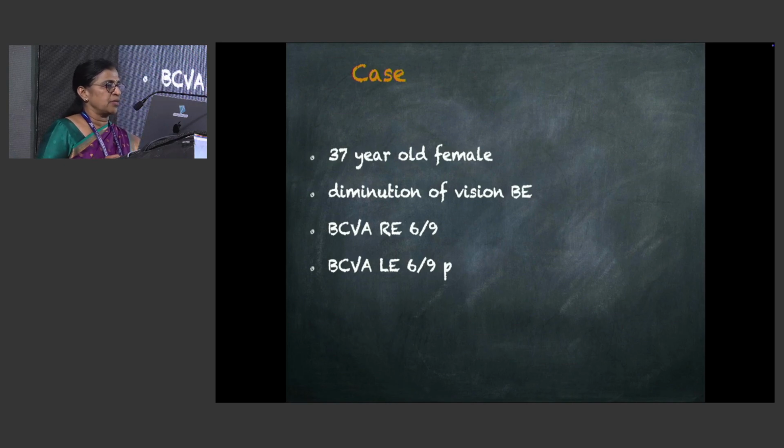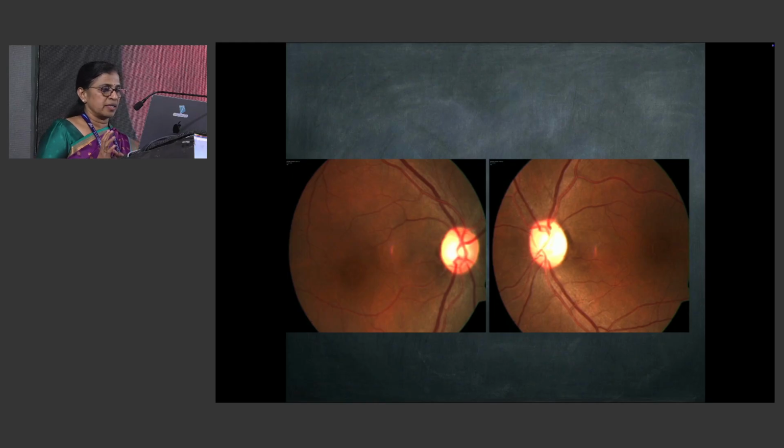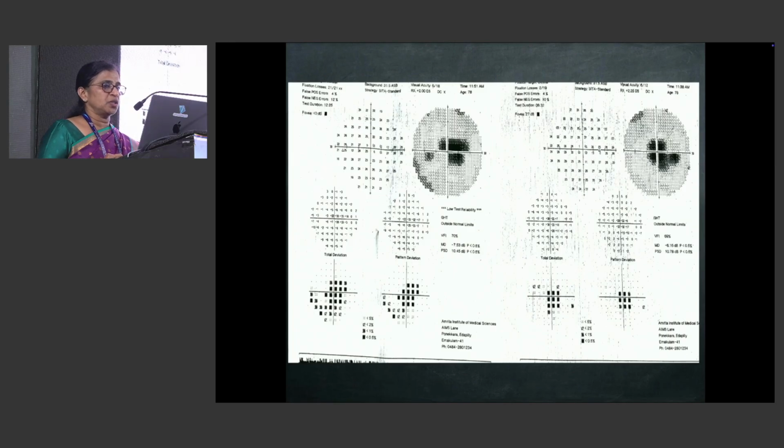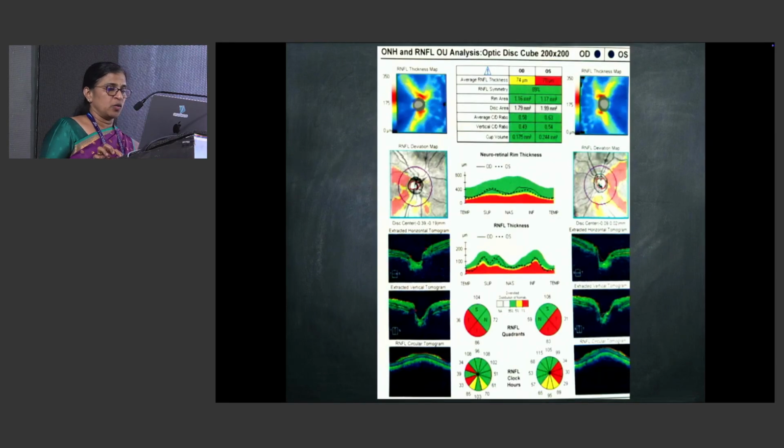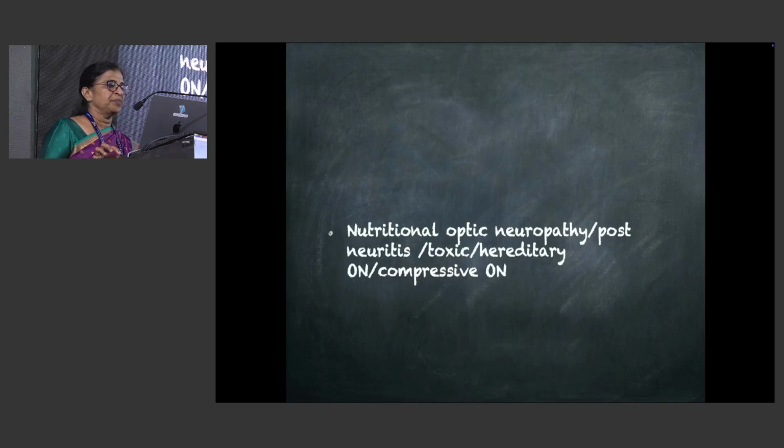Here again, a 37-year-old female presented with decreased vision in both eyes. Fundus examination showed disc pallor on both sides, and field showed central scotoma on both sides. And in OCT also there is thinning on both sides. So here we have to think of nutritional optic neuropathy or post-neuritic or toxic optic neuropathy.